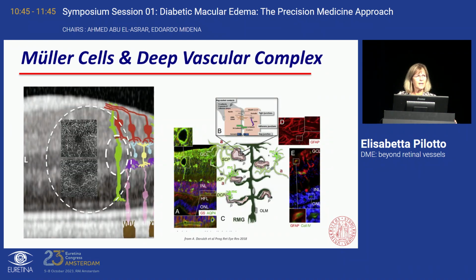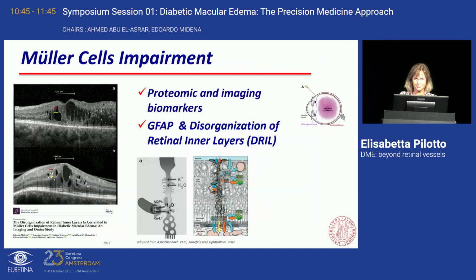And if we think about the role of the deep vascular complex, the intermediate and the deep capillary plexus, Enrico will talk about it later, and we consider where the different vascular plexuses are located, they are above and below the inner nuclear layer, again the site of the bodies of the Muller cells.